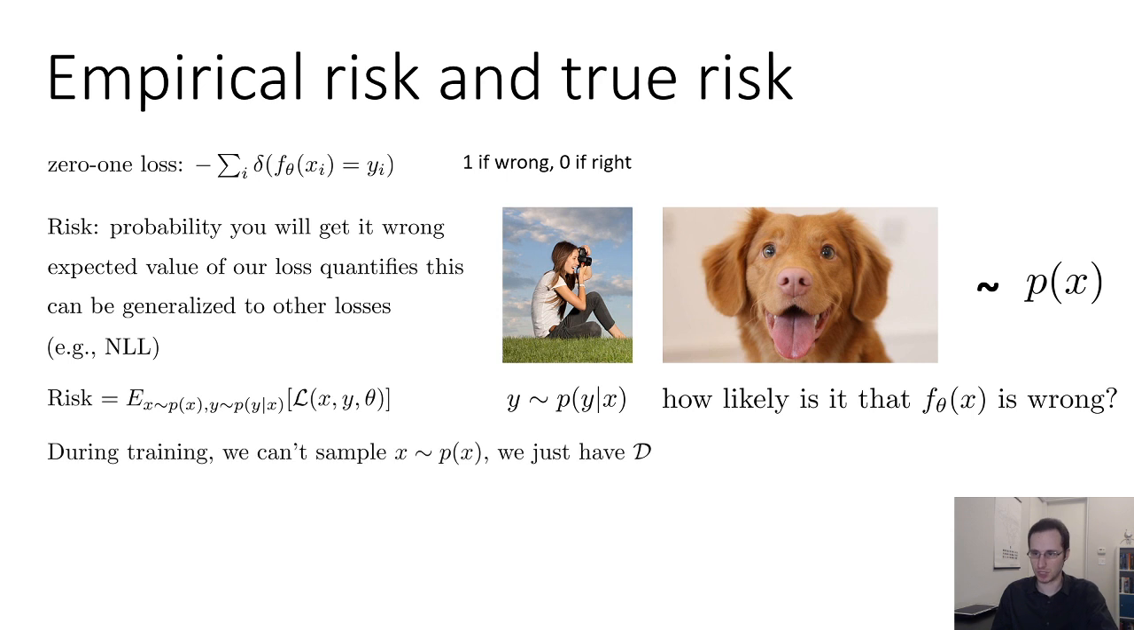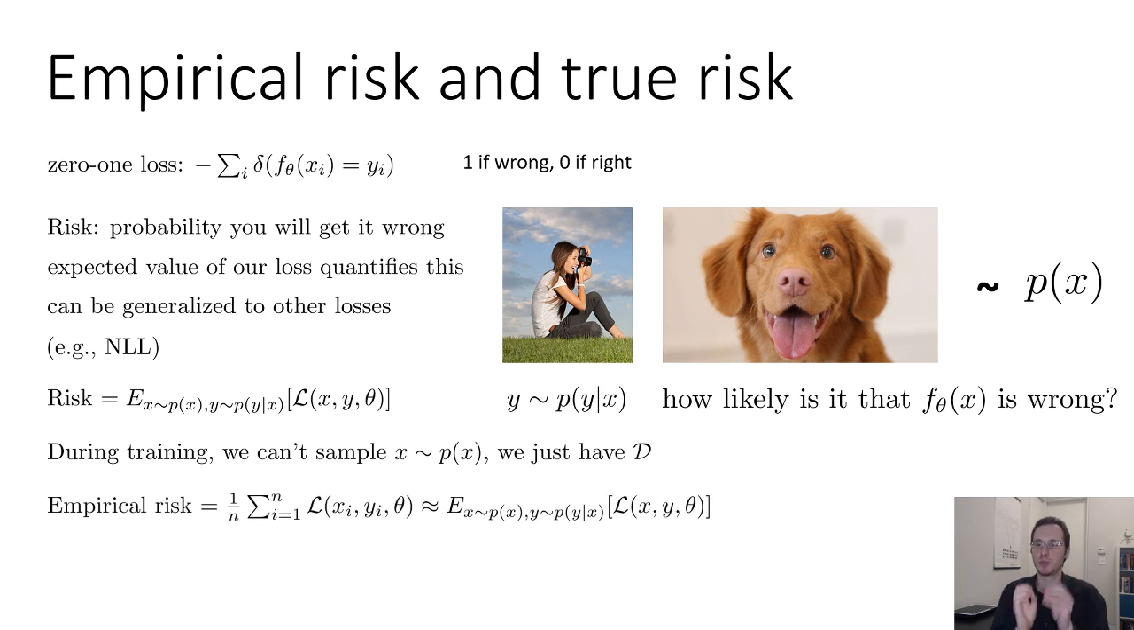Instead, you're given a data set. All you have is D. So what you can calculate is what's called the empirical risk. The empirical risk is just a sample-based estimate of the true risk, which you get by averaging your loss over all of your samples. So the empirical risk is what we're actually minimizing when we're doing supervised learning, but the empirical risk is hopefully close to the true risk.